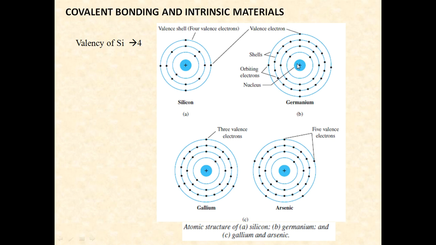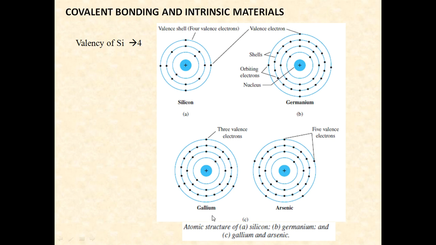Germanium has 1 extra shell, so this is the first one, second one, third one, and the fourth one. Okay, the formula that tells us the number of electrons which are residing in a particular shell is 2n square, where n stands for the shell.